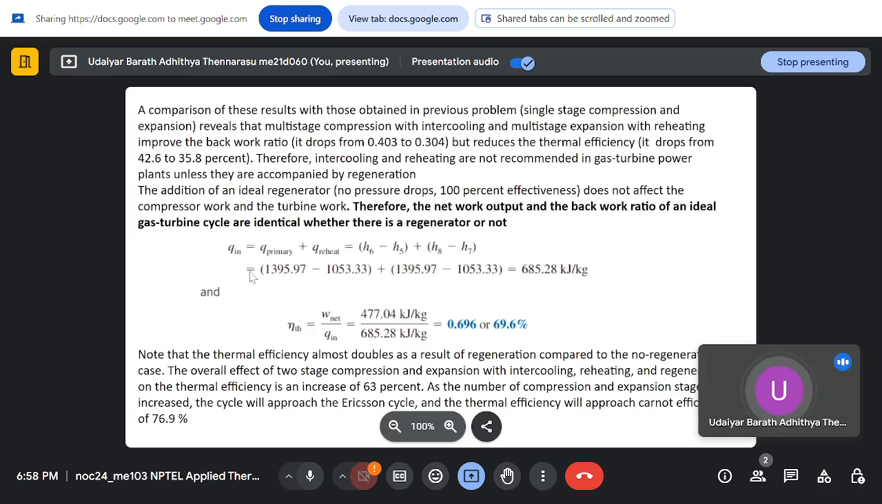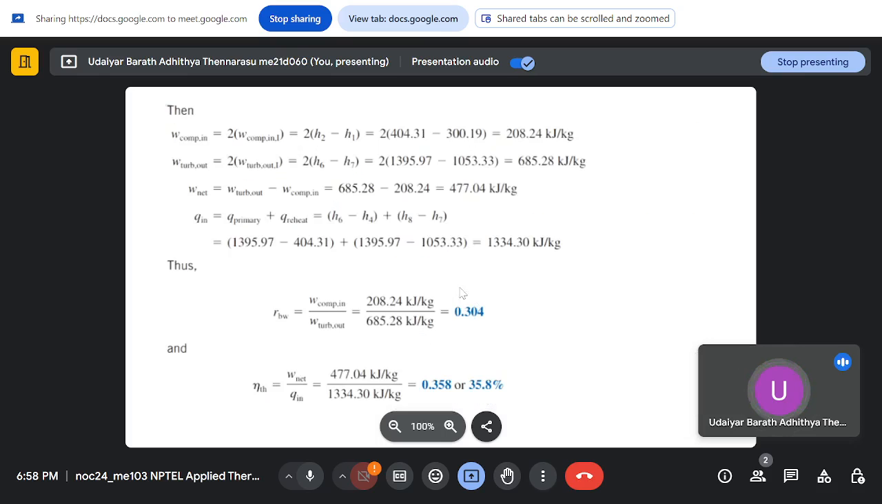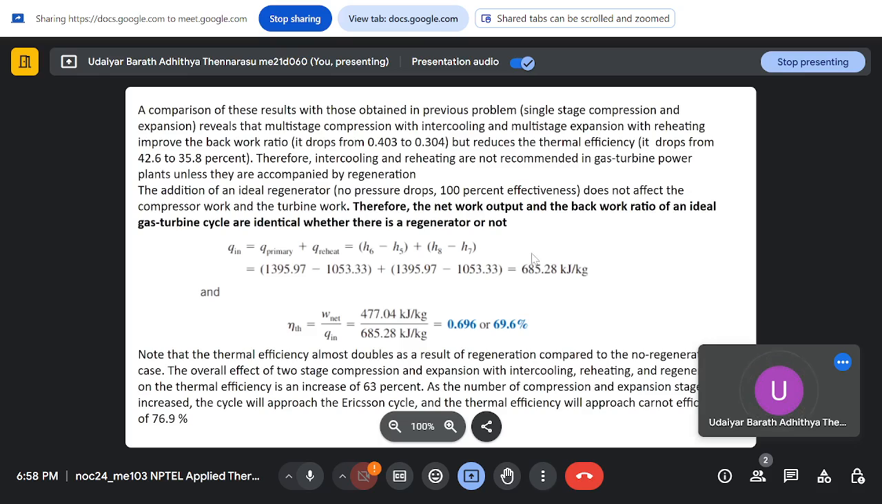With this, your new heat added becomes 685.28 kilojoule per kg. Previously your heat added was 1334.3, so that has come down to about half, 685.28. So with this, the new thermal efficiency comes out to be 69.6%. This is a drastic increase in your efficiency.